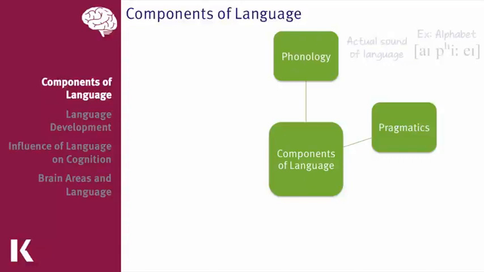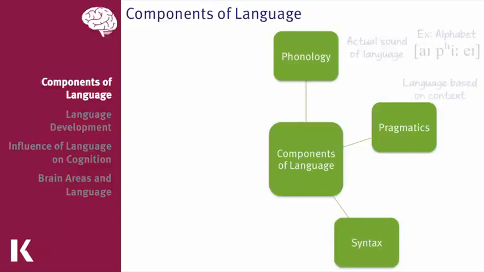Pragmatics is when we place language within its context. Language can change drastically depending on whom we are talking to. For example, we might address a stranger on the street as ma'am or sir, but much more colloquially when we address family or friends.